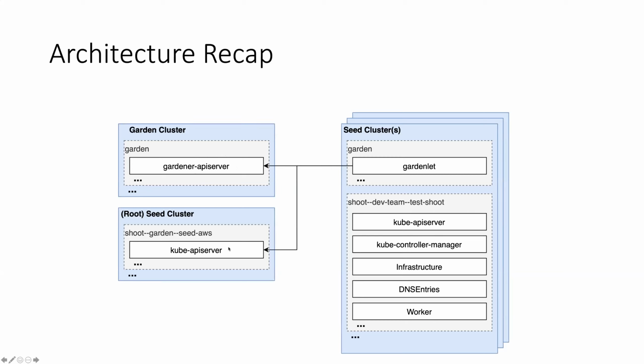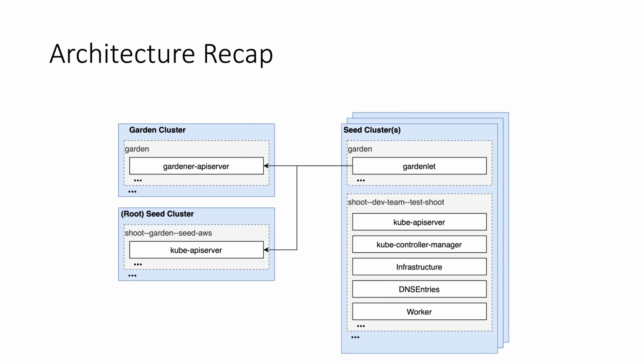So if you use Gardener's possibility to shoot a seed cluster, then this API server will also run in some other seed cluster, which you can probably name root or soil cluster. And it talks to the API server, for example, to retrieve the deployments of the shoot control plane or the extension objects like infrastructure, DNS entries, and so on.